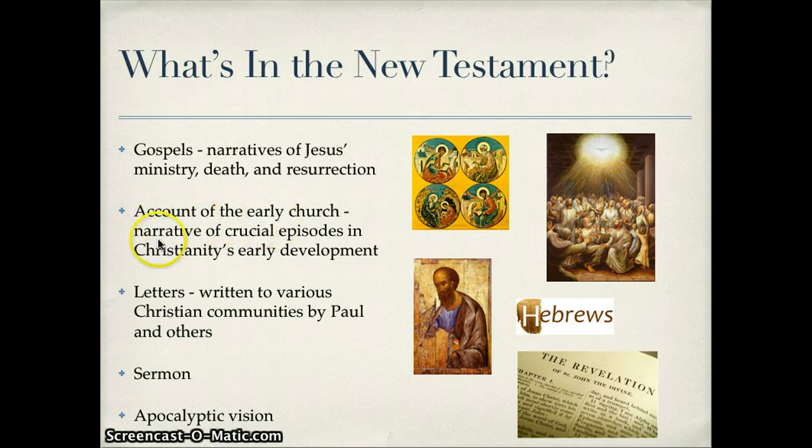There's also an account of the early church. This is the book of Acts. That's a narrative of crucial episodes in Christianity's early development. This is a depiction of Acts chapter 2, which is the sort of culminating event of the beginning of the early church. Then there is what's referred to as letters. There are many of those letters. There are 13 of them. Most of them are attributed to the Apostle Paul. And these letters were written to various Christian communities by not just Paul, but other people as well.